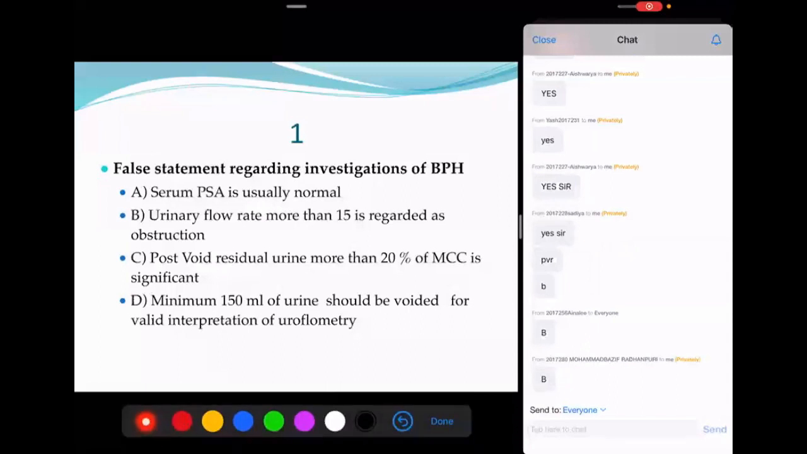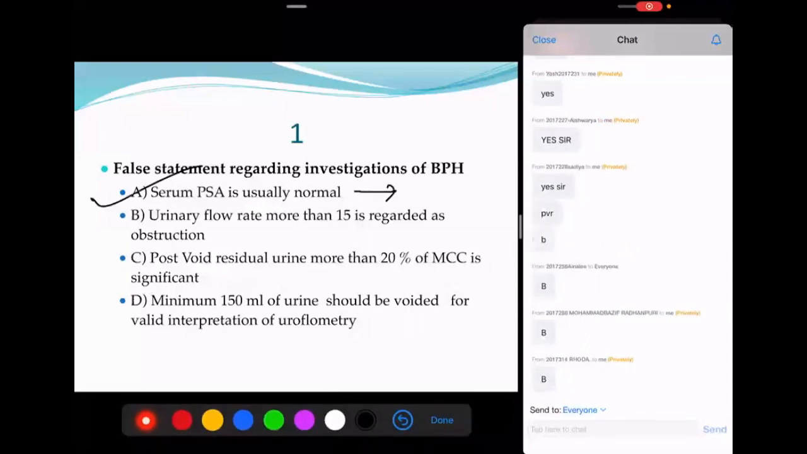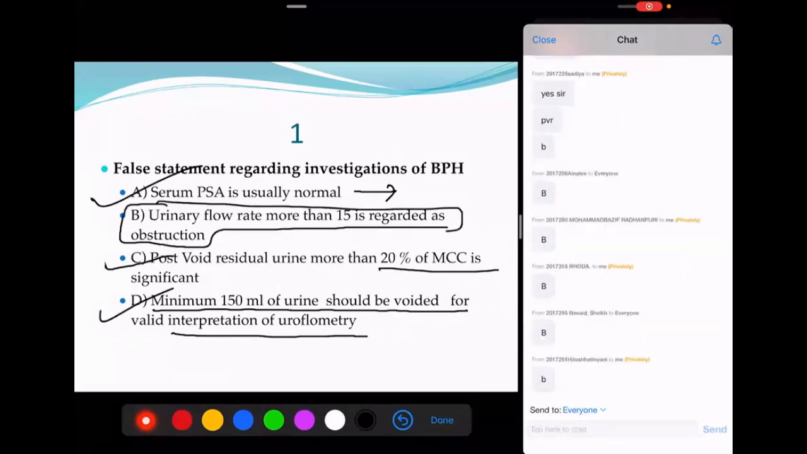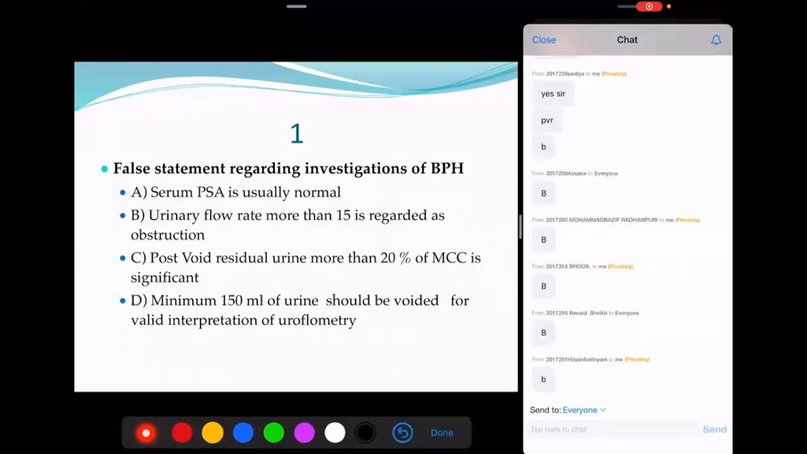Serum pH is normal in BPH, usually normal, no doubt. Okay, this is correct. Post-void residual urine more than 20% of MCC is significant. Yes, the patient must pass at least 150 ml. Okay, less than 10 is obstruction. Okay, remember that.